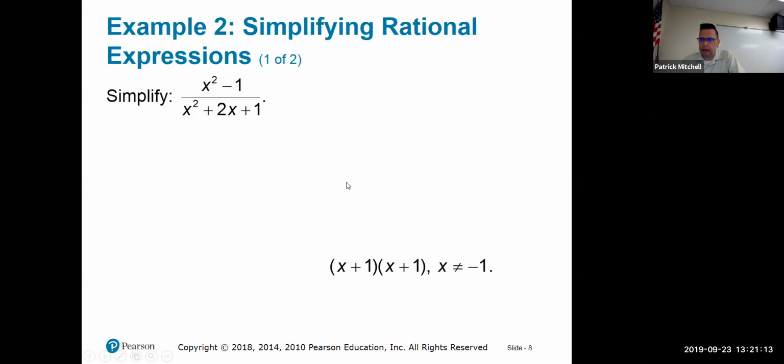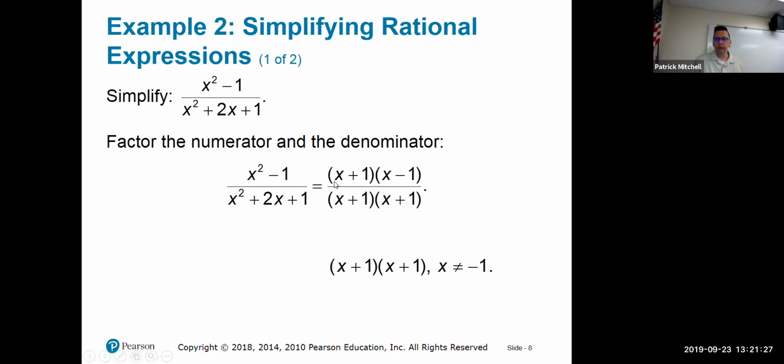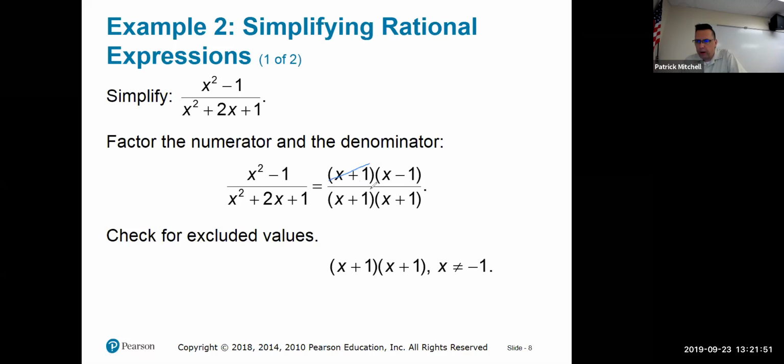The example is, whoops, spoiler alert. Missed that one. X squared minus 1 over x squared plus 2x plus 1. So I am going to factor the top and the bottom. The top factors into x plus 1, x minus 1. The bottom factors into x plus 1, x plus 1, right? So now I see a common factor is x plus 1. So I'm going to get rid of the x plus 1 at some point. All right. This is always the part I look forward to.